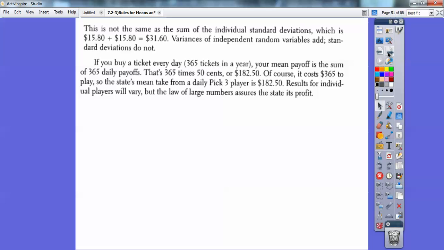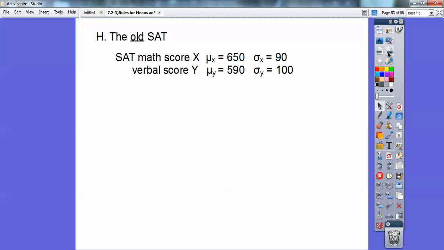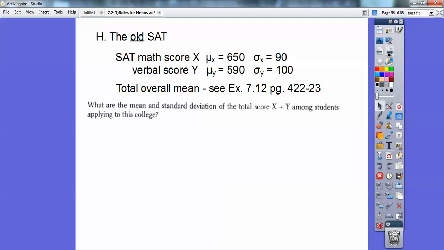All right. So here are the old SAT scores. SAT math scores would be X. The mean of X is 650, and the standard deviation is 90. The verbal scores we'll call Y, and the mean of Y is 590, and the standard deviation of Y is 100. This is example 7.12 on pages 422 and 423. What are the mean and standard deviation of the total scores, X plus Y, among the students applying? You just add your averages, so you add those together and you get 1250.